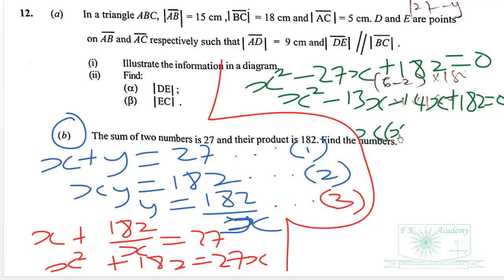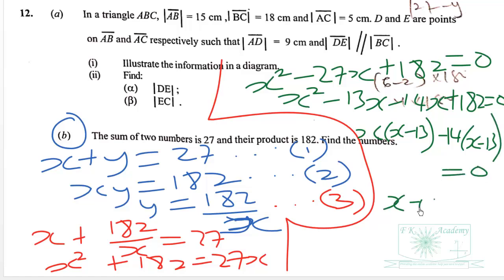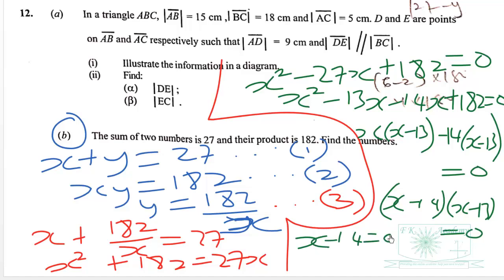So x into bracket x minus 13, then we have minus 14 out, then we have x minus 13 equals 0. So we then have x minus 14, then we have x minus 13 is equal to 0. So we will get x minus 14 equals 0, or x minus 13 equals 0. So x is either equal to 14 or x equal 13.